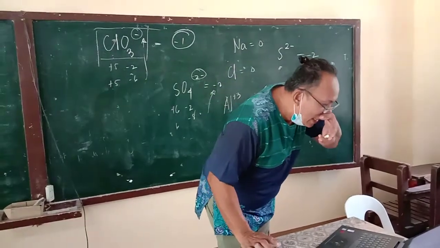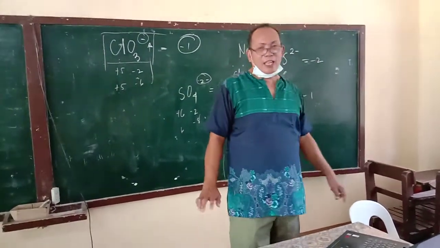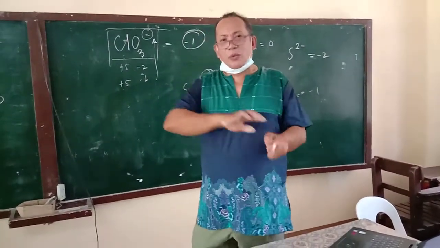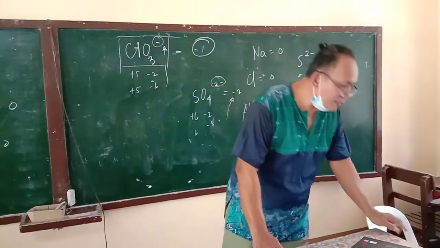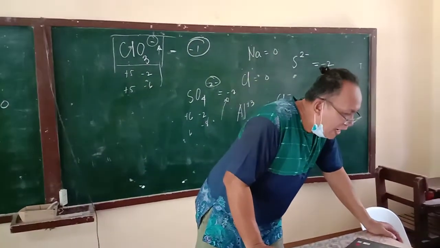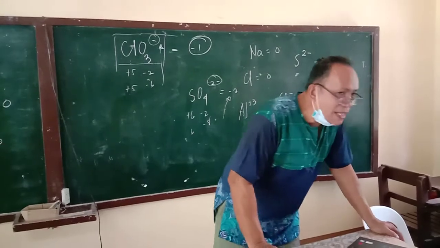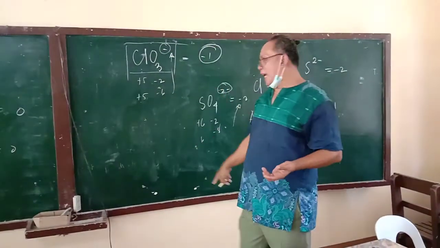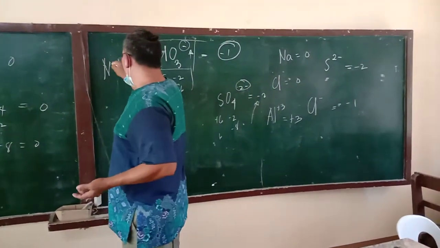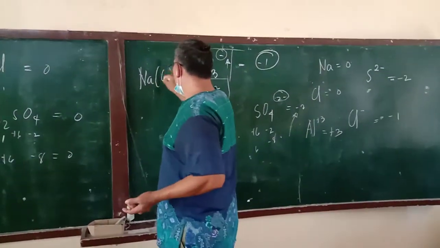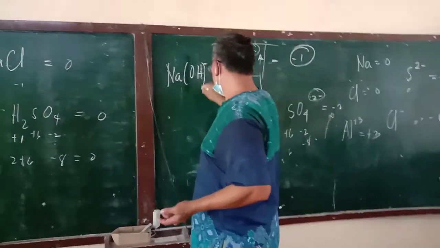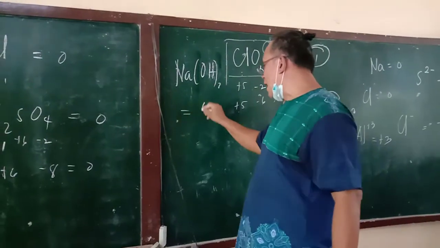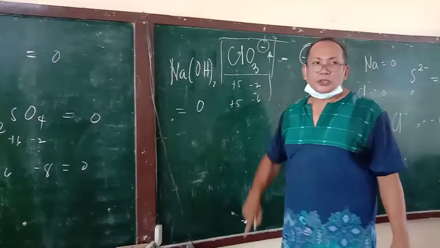The second, is the substance a unit? If so, this metal is paired with a non-metal. If the substance is a unit, are there any monoatomic ions present? Are there ions, like in sodium hydroxide? If it is neutral, the total is automatically zero.